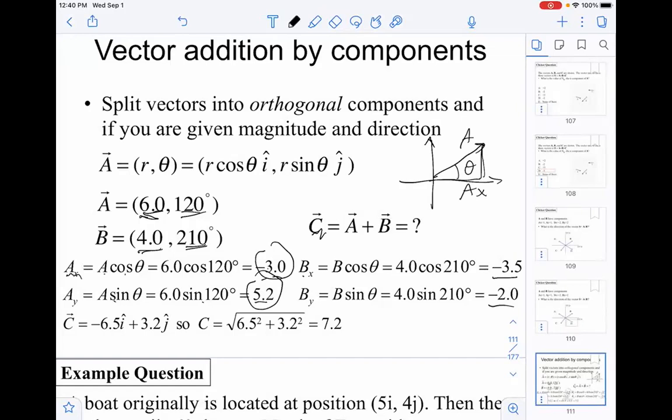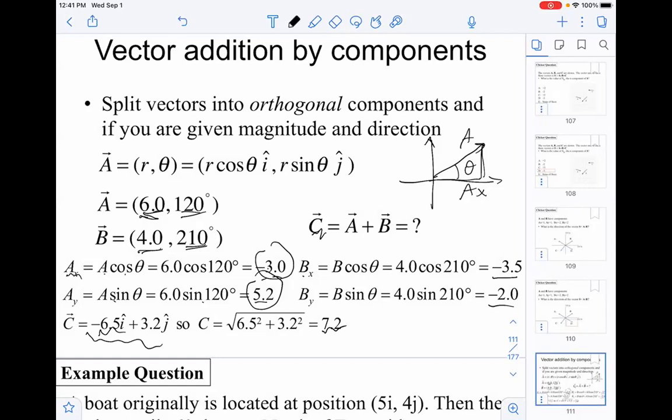So -3 plus -3.5 is -6.5. So that's your A, and your B will be 3.2. And you can find your overall magnitude if you wish, but you can simply leave your answer as here. That's your overall for C.